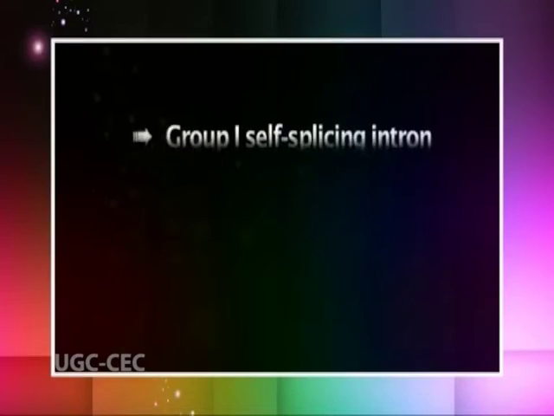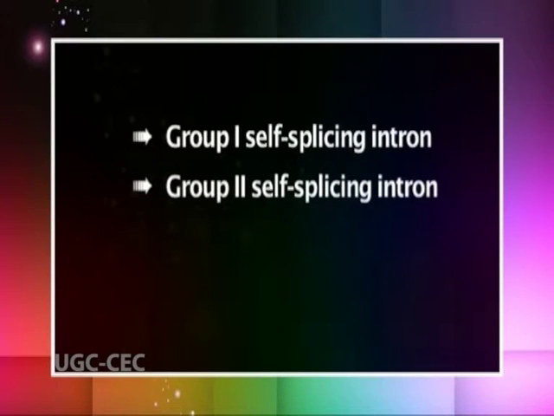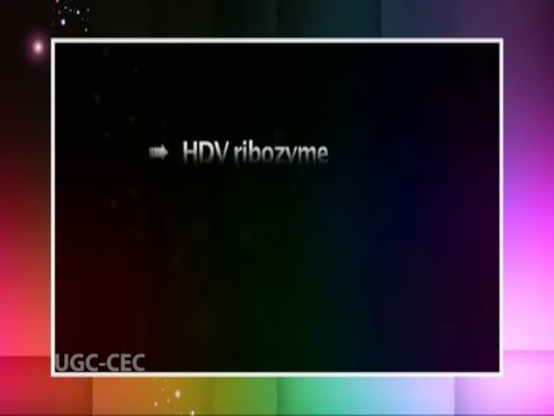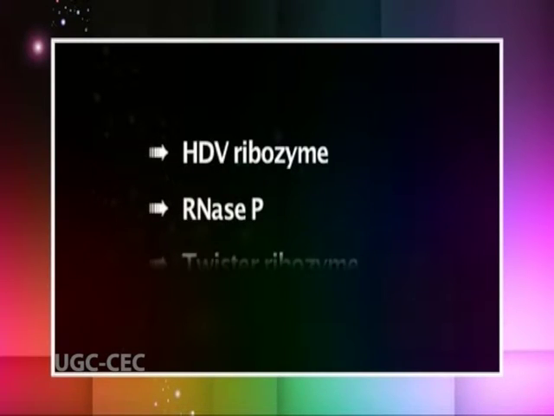Some of the known naturally occurring ribozyme classes include group first self-splicing intron, group second self-splicing intron, hairpin ribozyme, hammerhead ribozyme, HDV ribozyme, RNase P, and twister ribozyme.